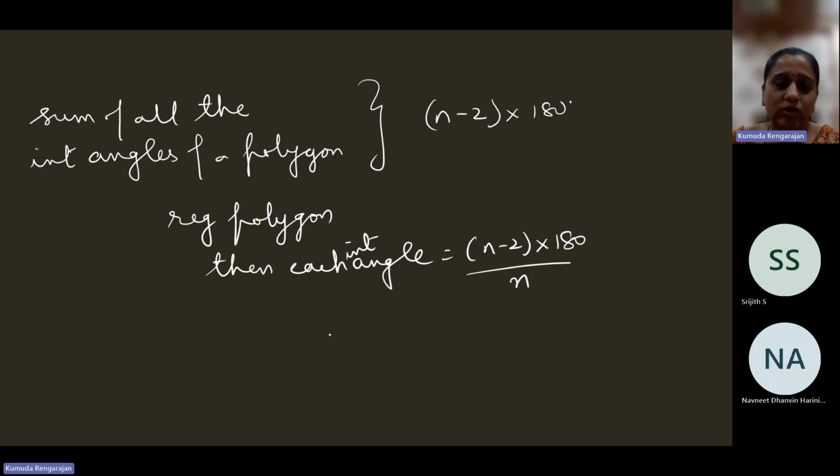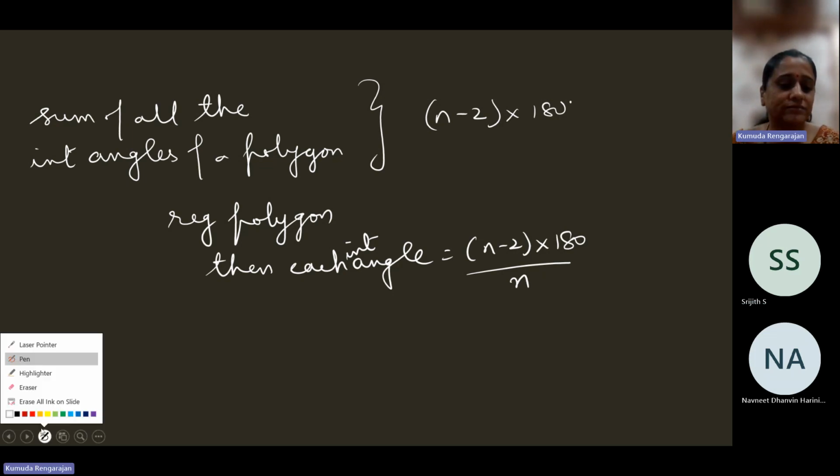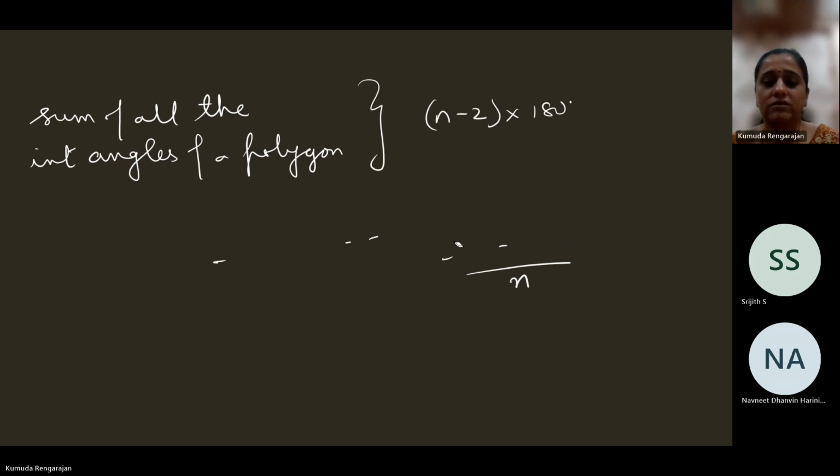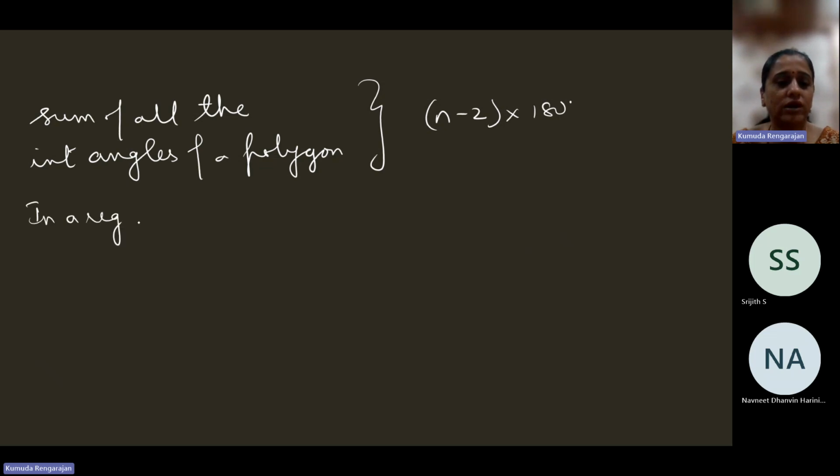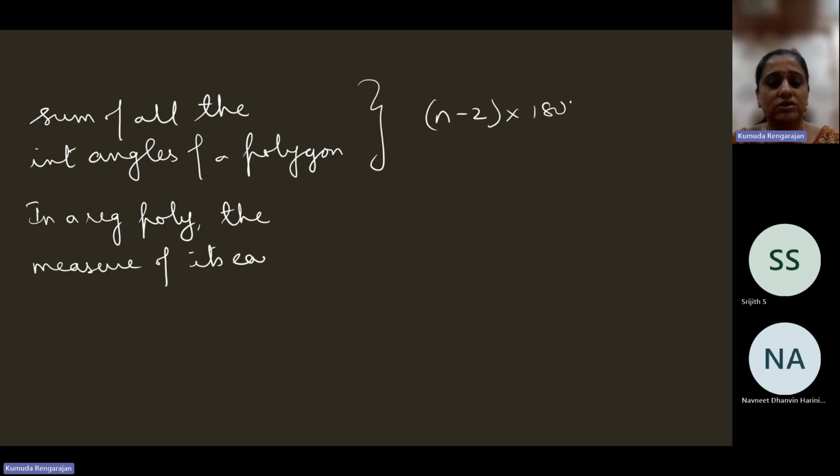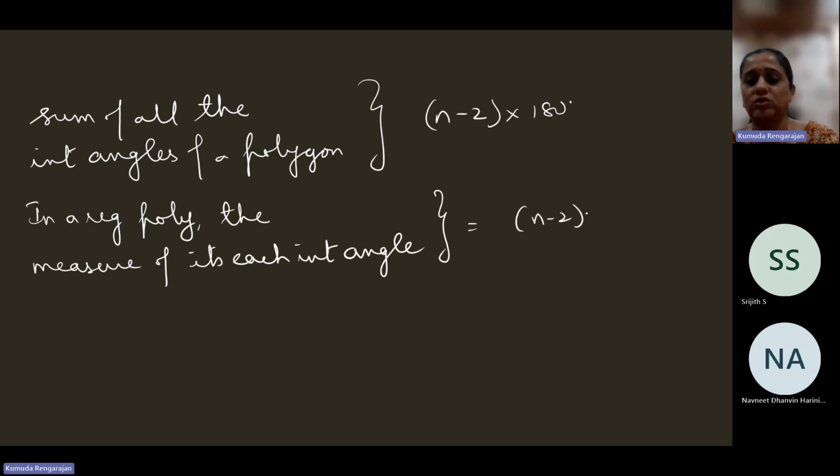In a regular polygon, the measure of each interior angle is equal to n minus 2 into 180 divided by n.